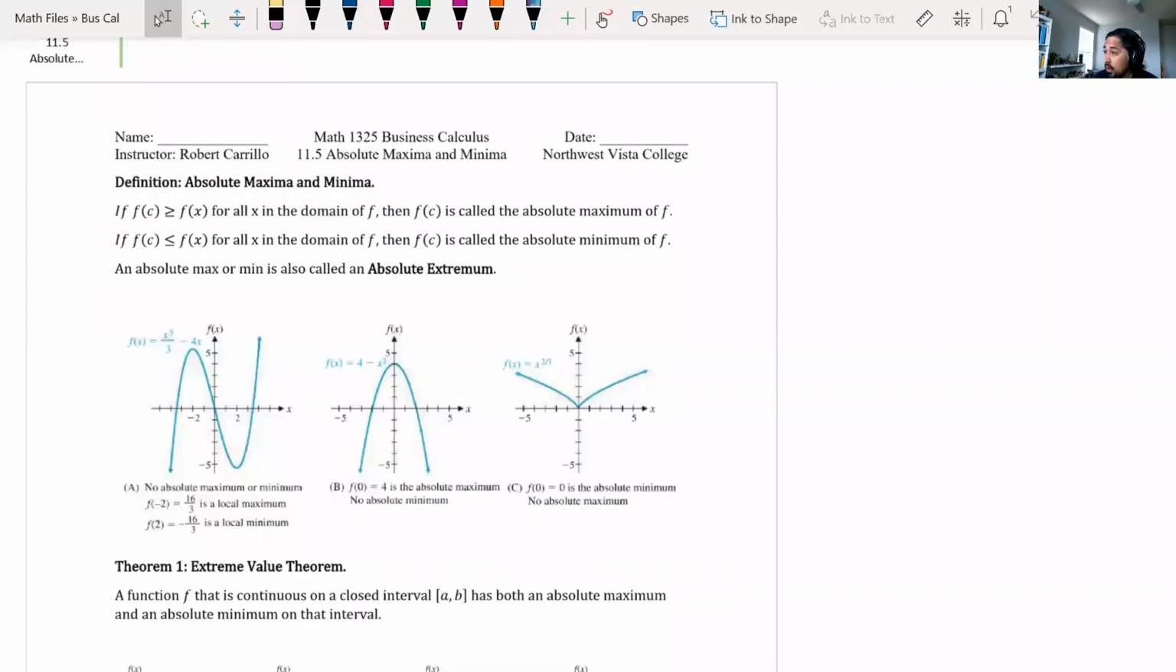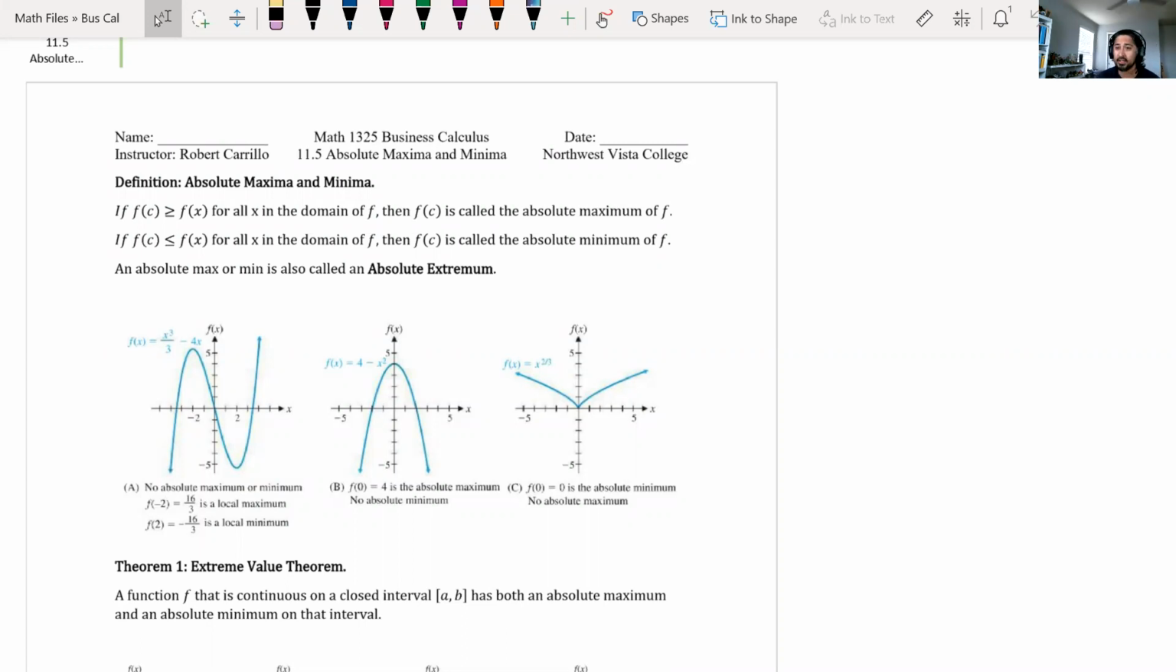So today we are going to be finding absolute maximums and minimums, and then we'll be finding local maxes and local minimums using something called the second derivative test. But let's get into the definition of what an absolute maximum is and an absolute minimum is.